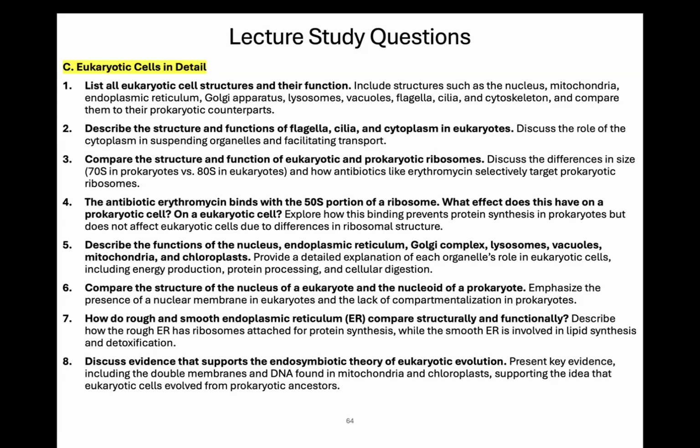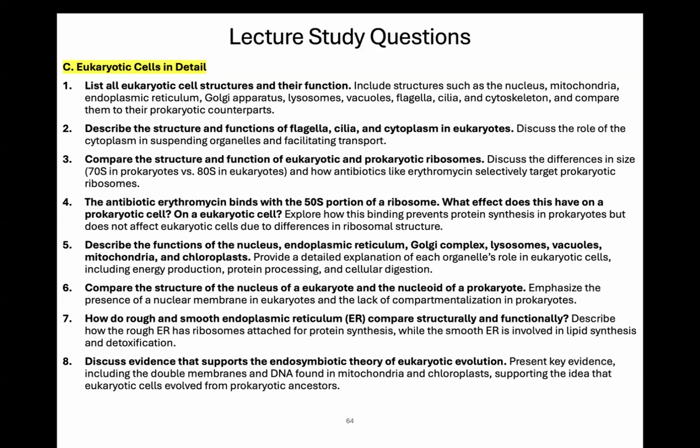And then the difference between rough and smooth ER, rough ER has ribosomes. That's why it's rough. It makes protein. Smooth ER doesn't have ribosomes and it's involved in making fats or lipids. And then finally discuss evidence that supports the endosymbiotic theory. So this theory says that maybe eukaryotic cells evolved from a prokaryotic ancestor.